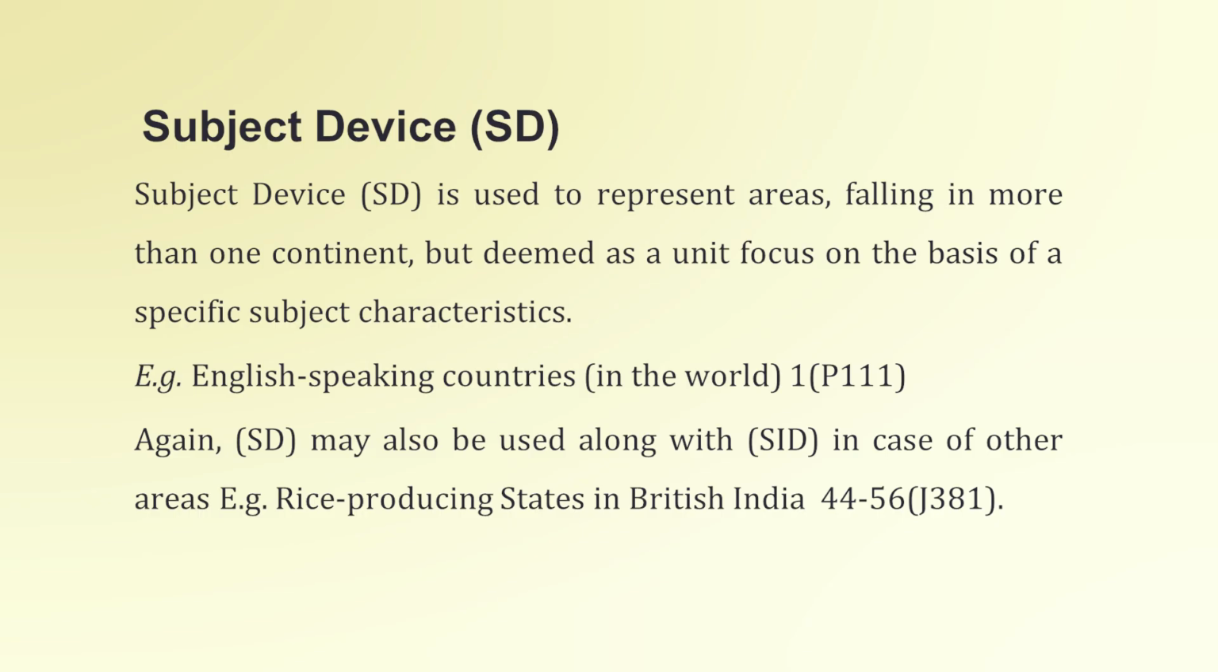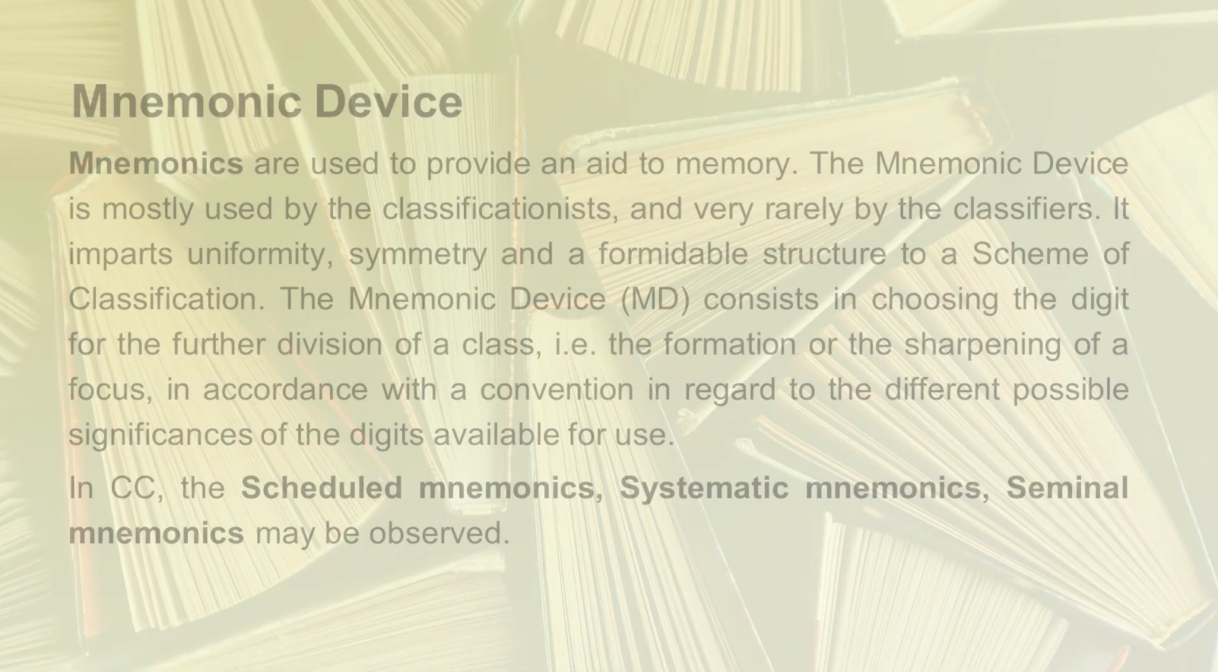We get British India with the help of the superimposition device, and then using the subject device we get the rice producing countries. So, rice producing states here in British India is 44-56, then J381 within circular brackets.